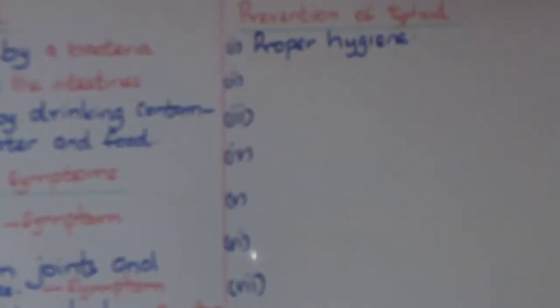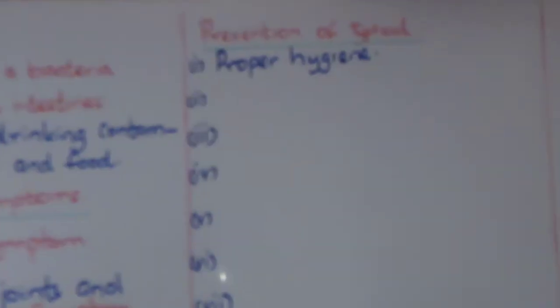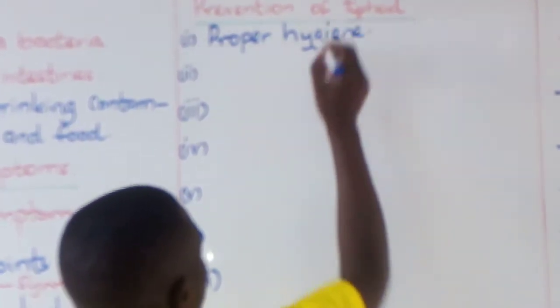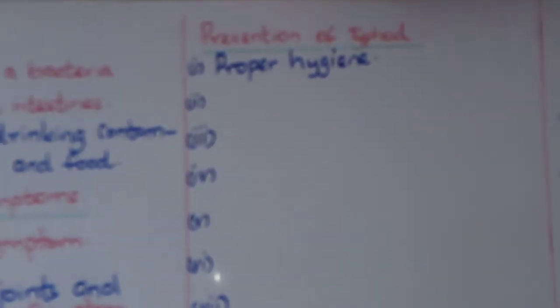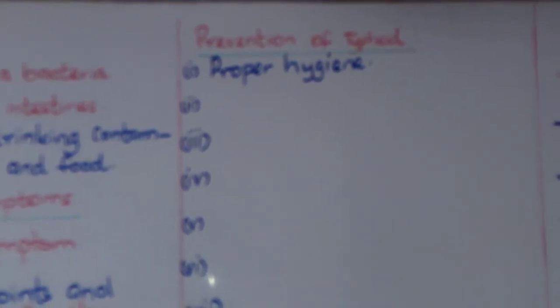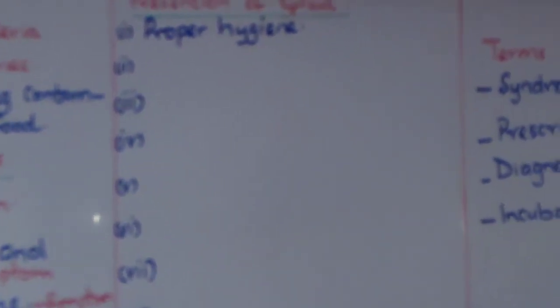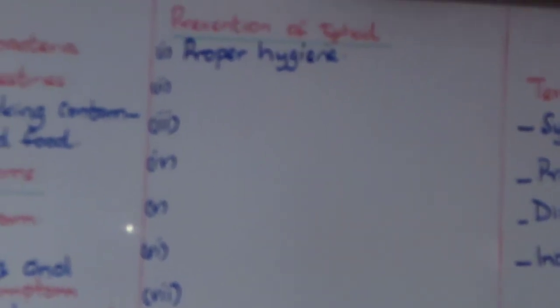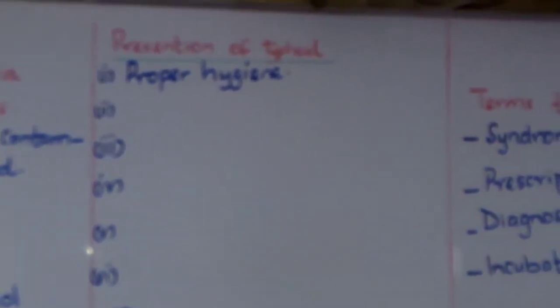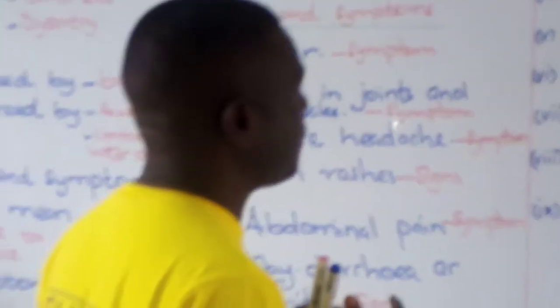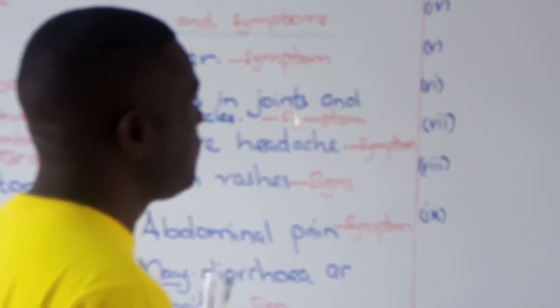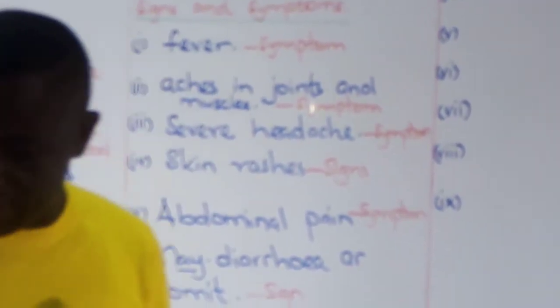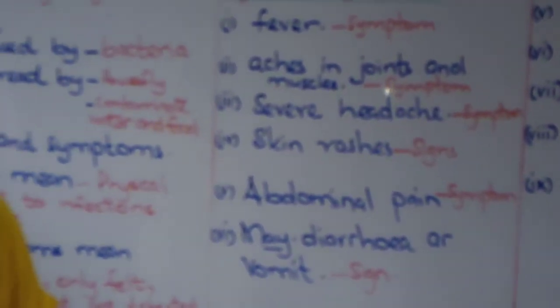You maintain proper hygiene. Hygiene is personal cleanliness. Washing hands after visiting the toilet, flushing the toilet after using it, keeping it very well and clean, washing utensils, and before handling the food, washing your hands. That is proper hygiene.